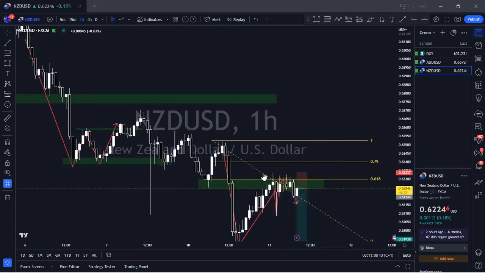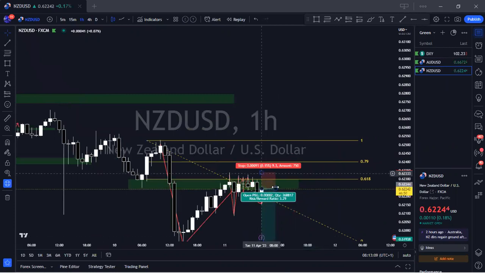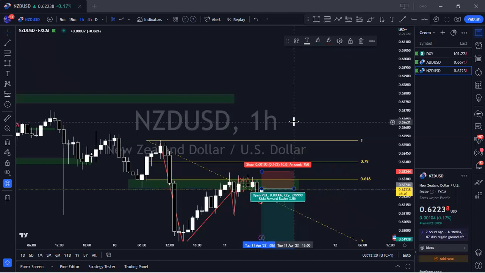Stop loss just above there. So how many pips stop loss? It's 9 pips. So let me increase it to 10 pips. Yeah, so we're jumping on it. Let me try to press my distance calculator. 10 pips.